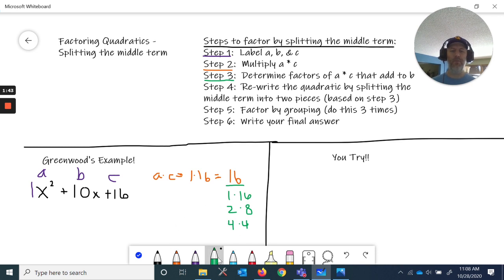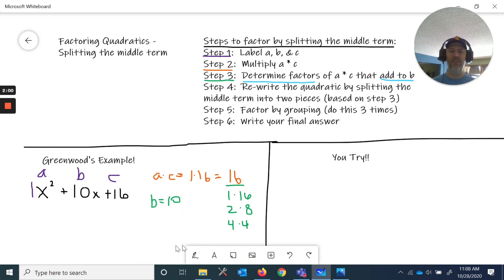Okay, that's step three. So we want to determine the factors that add to B. So in this case, my B is just the coefficient on the B term, which is 10. So I want to find two values that add or subtract to give me 10. So in this case, I have 1 and 16. So 1 plus 16 is 17. 16 minus 1 is 15. So that's not going to work.